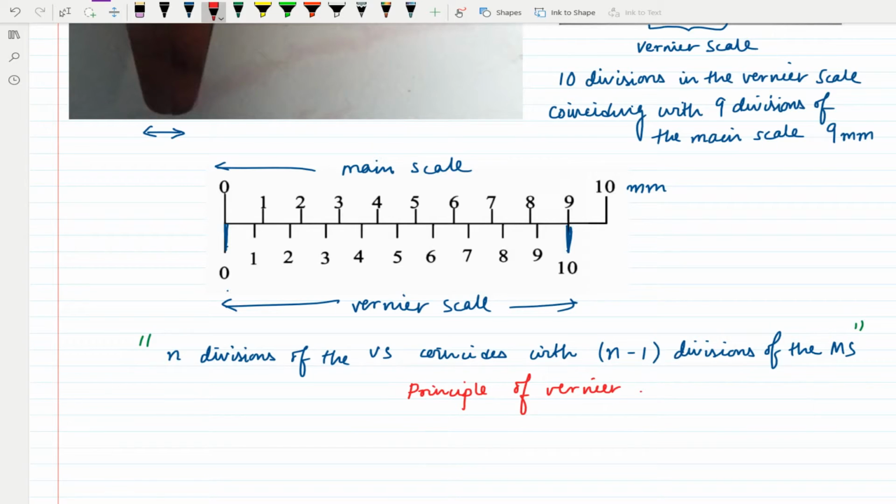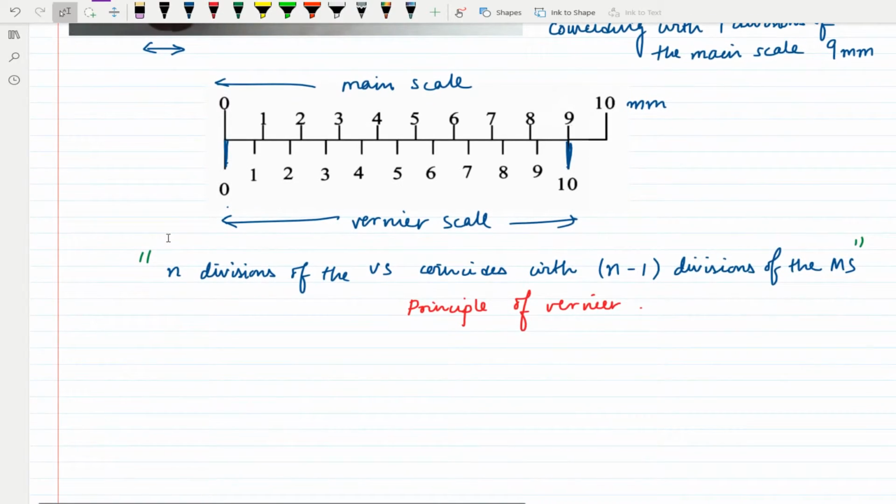Okay, now from here we can find the least count. If you see the diagram properly, this is one main scale division. From here till here is one main scale division. So this gap is one main scale division, and that is equal to 1 millimeter.